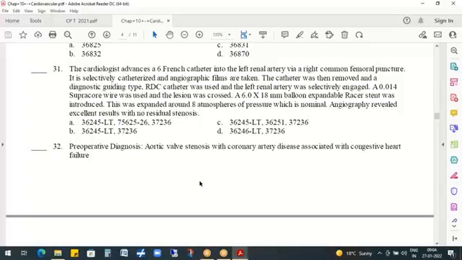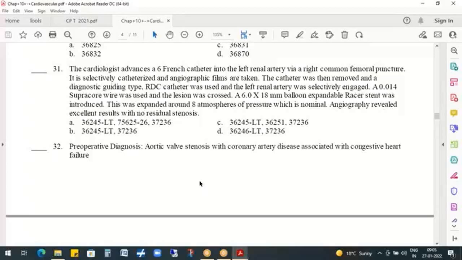Yes, sir. There are two codes for you. One is 36245. A, B, C, D. 245 is there. That means first we need to find out whether it's first order or second order. When you are seeing 245, is it first order or second order?